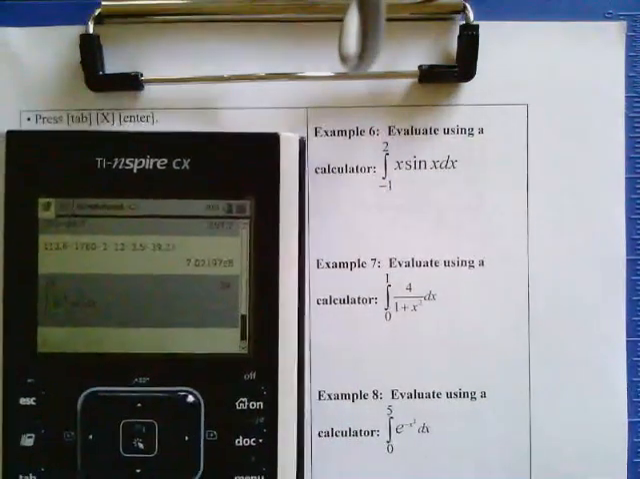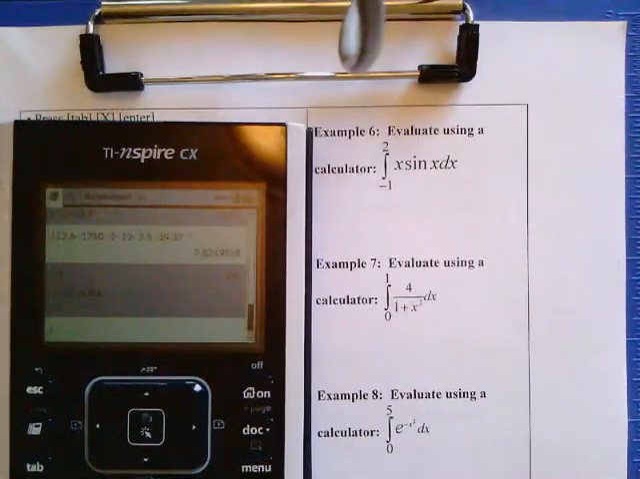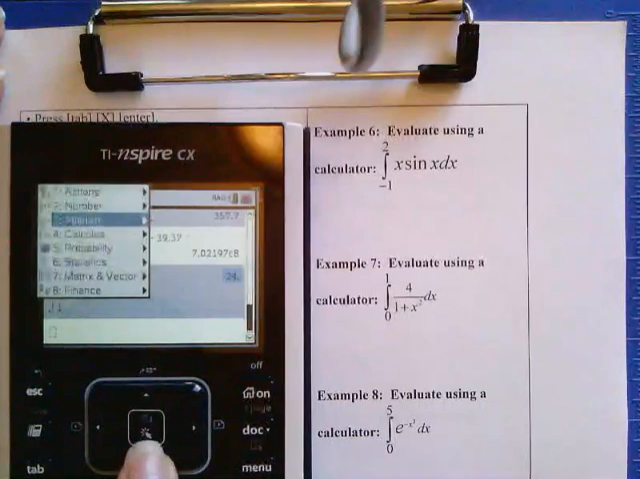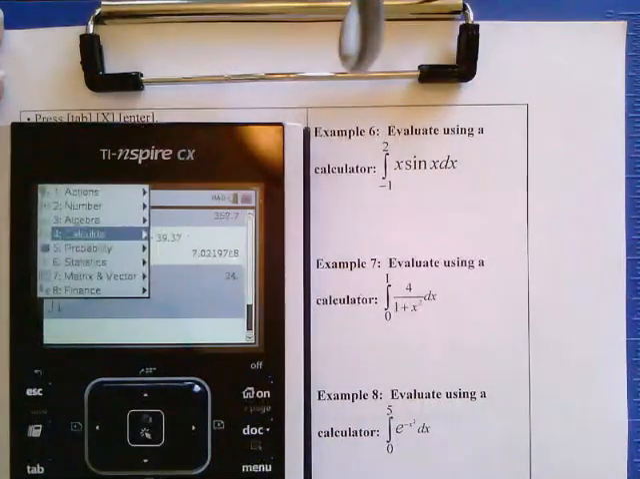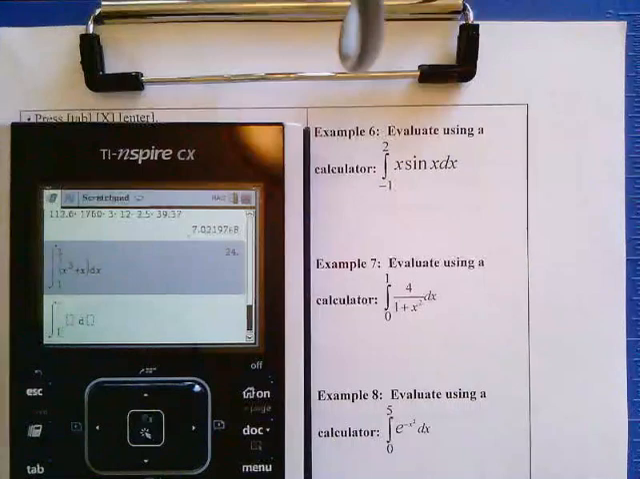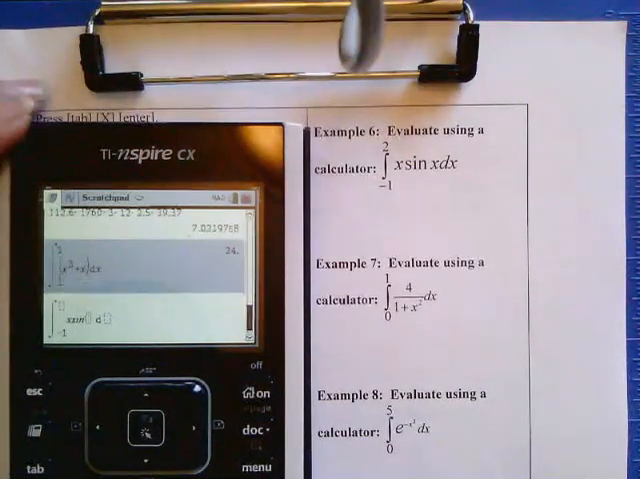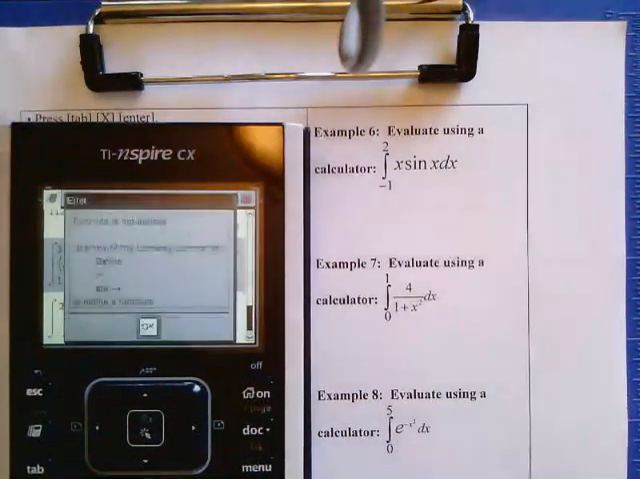To complete all of these problems, you just go menu, calculus, numerical integral, menu, 4, 2, and then you go from -1 to 2 for x sine of x dx, equals, function is not defined.